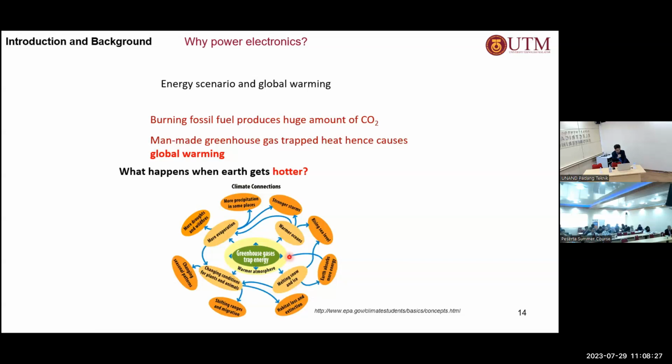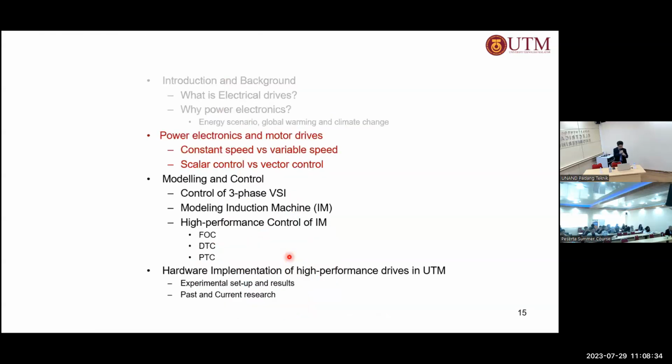So this is very dangerous, and in order to avoid or mitigate this, we have no choice but to use power electronics at the moment, right? So that is the reason, okay, the strong reasons why we need to save the energy, avoid the burning of the fossil fuel, and use power electronics in order to save the earth.